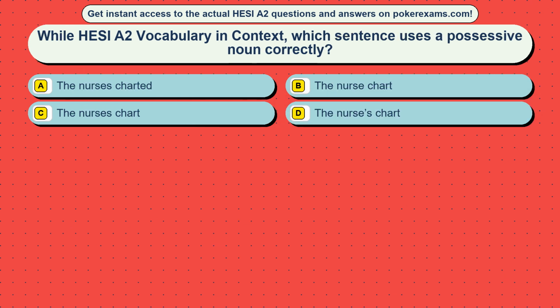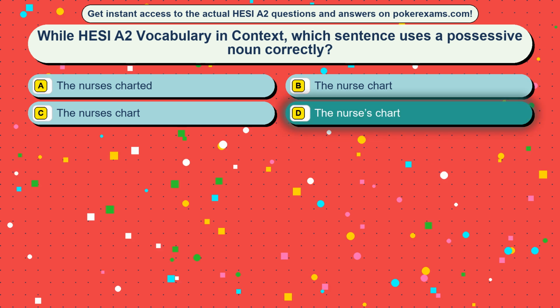Question 27. While HESI A2 vocabulary in context, which sentence uses a possessive noun correctly? Option A, the nurse is charted. Option B, the nurse chart. Option C, the nurse's chart. Option D, the nurse's chart. The correct answer is option D, the nurse's chart.